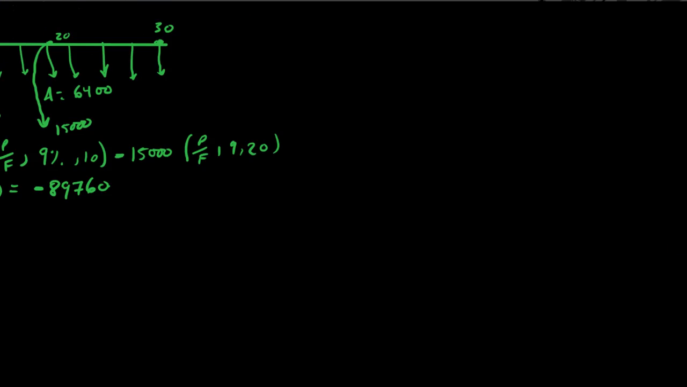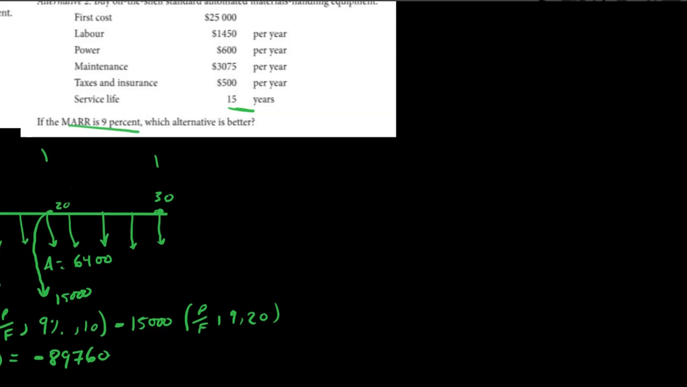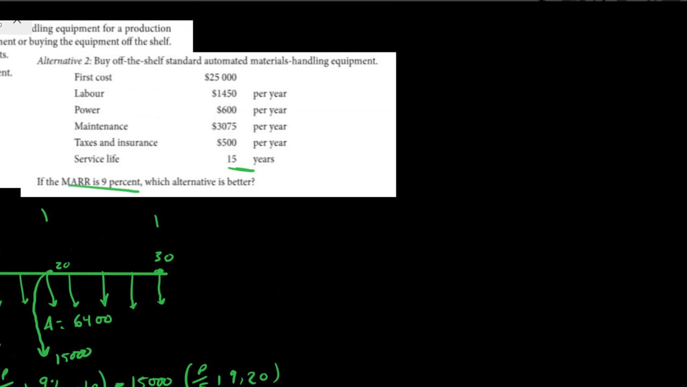Alright, let's draw the cash flow diagram for alternative B. Cash flow diagram. And this goes on for 30 years as well, but it's only repeated once. So 0, I'll just go straight to 30. First cost of 25,000. Another first cost over here. And that's it.